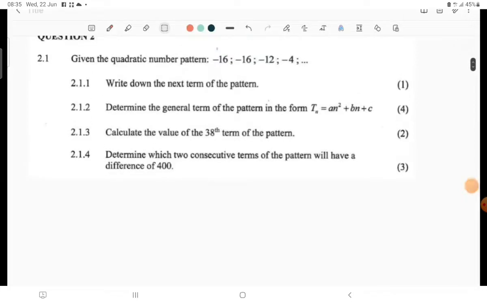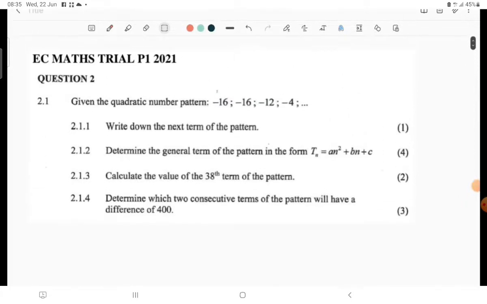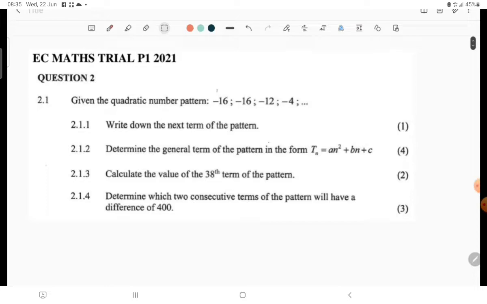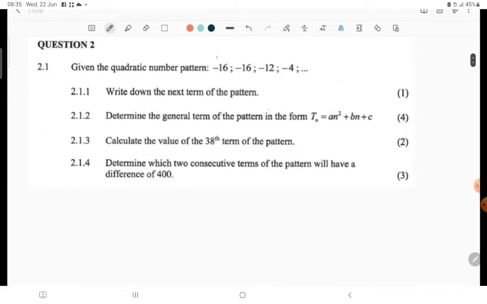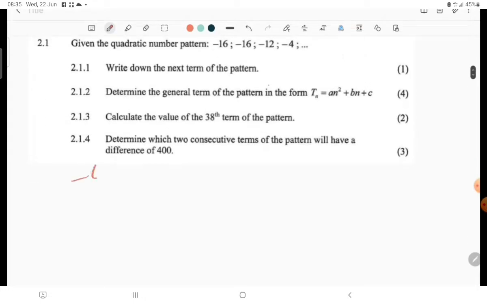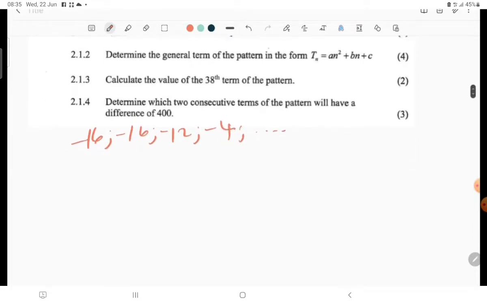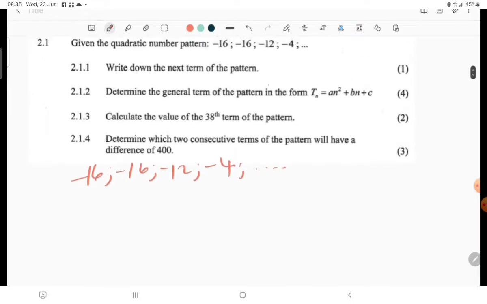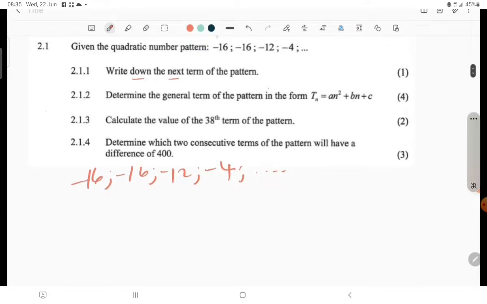All right, this first question was taken from Eastern Cape province, Maths Trial Paper 1 in 2021. So this question 2 has this quadratic pattern, which is negative 16, then another negative 16, then we also have negative 12, then negative 4, and so on. The first question says, write down the next two terms of the pattern.